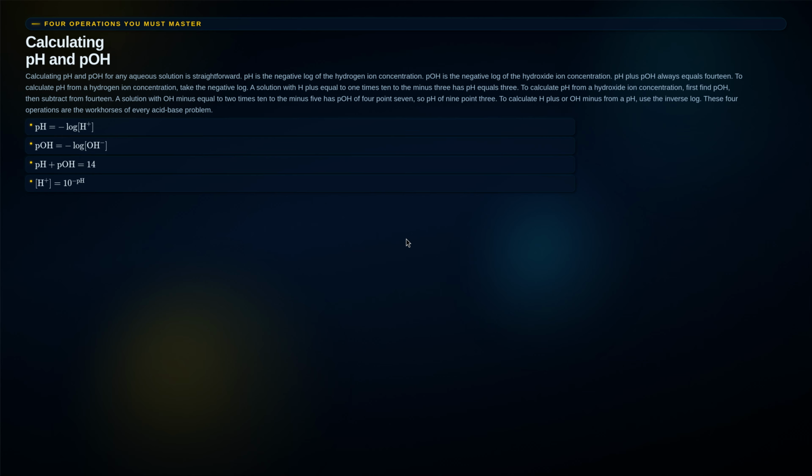To calculate pH from a hydroxide ion concentration, first find pOH, then subtract from 14. A solution with OH minus equal to 2 times 10 to the minus 5 has pOH of 4.7, so pH of 9.3. To calculate H plus or OH minus from a pH, use the inverse log. These four operations are the workhorses of every acid-base problem.